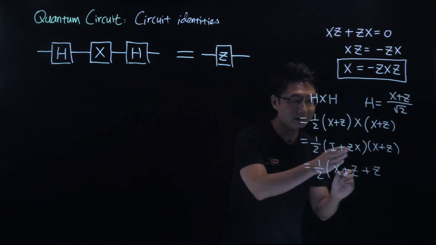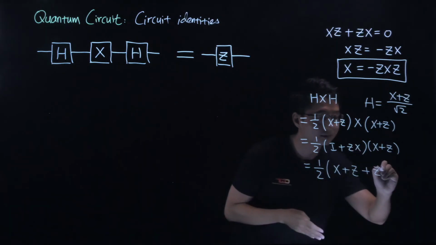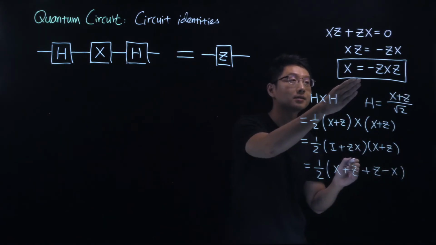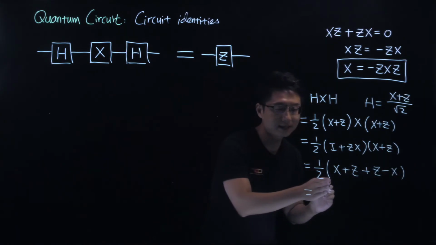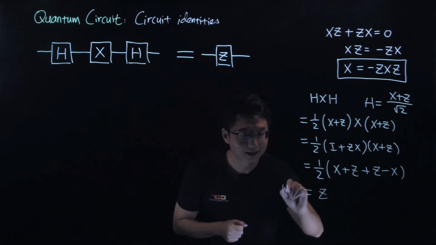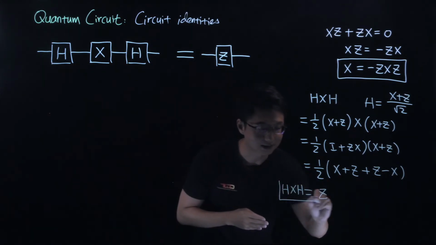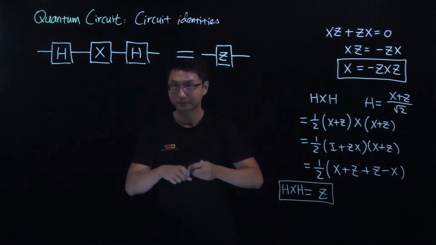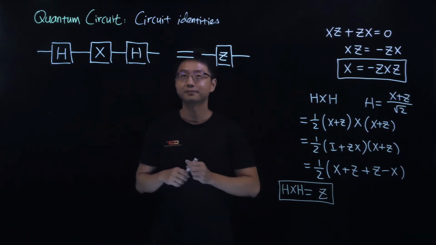And here we encounter ZXZ, which is just the negative of X, as seen from this box. So here the X minus X cancels, we have 2Z, and divided by 2, we will have Z at the end. So we have shown that HXH is equal to Z. Hence, I've verified this circuit identity over here.